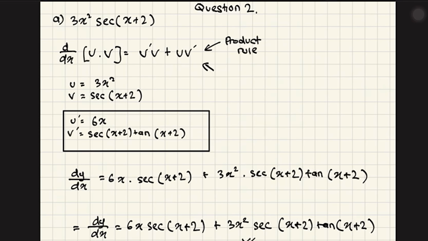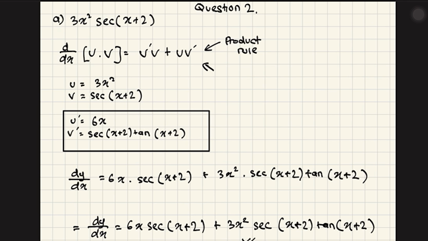Alright, so question 2, given the question is find dy over dx for the following function. So the function is 3x squared (sec x plus 2). So the first step is you need to know the product rule formula, which is d over dx, u multiplied by v equals to u prime v plus u v prime. So let's assign u as 3x squared and v as sec x plus 2.